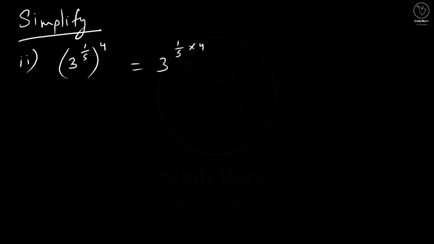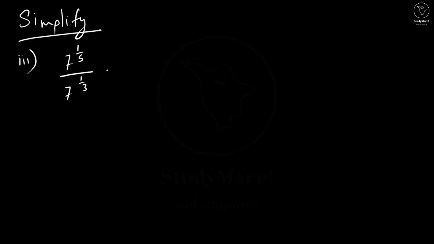Applying the third law, a to the power p whole raised to the power q is equal to a to the power p into q. We get 3 to the power 4 by 5. Next example is 7 to the power 1 by 5 divided by 7 to the power 1 by 3.